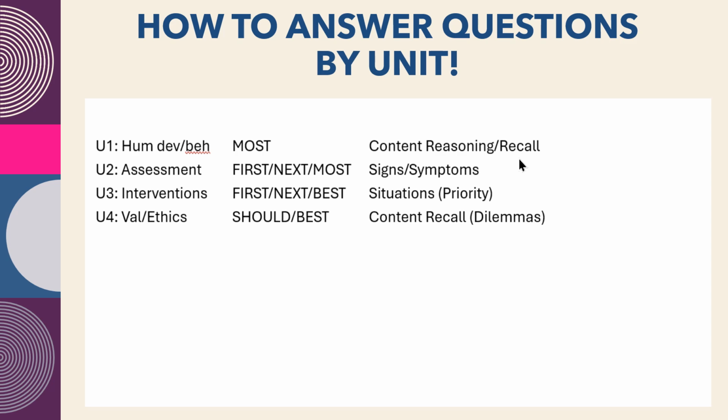Unit 2, this is the assessment unit. For bachelor's and master's, it's mainly just assessment questions, but for the clinical, they're adding diagnoses as well as medications. And the master's level will probably have medications as well. So this is where you also see a lot of the first and next questions as well as most questions.